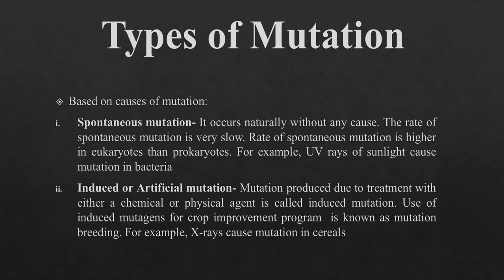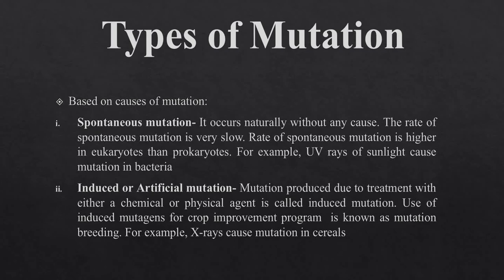Spontaneous mutation occurs naturally without any cause, without any pre-information, that is, on the spot. The rate of spontaneous mutation is generally very slow, but in the case of prokaryotes, it is comparatively lower than in eukaryotes. The spontaneous mutation can be caused by the action of UV rays present in the sunlight, which are seen to be causing mutation in certain bacteria.